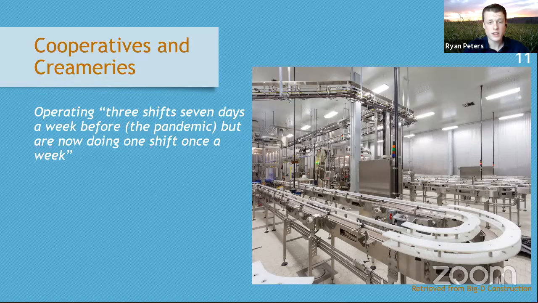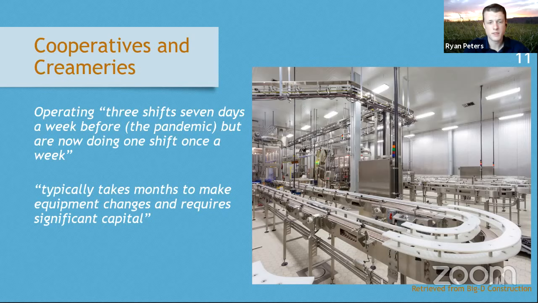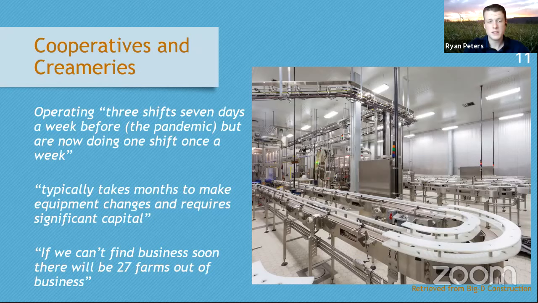They're trying to retrofit these facilities to produce retail products, but they didn't report much progress because it typically takes months to make these equipment changes and requires significant capital. This has been detrimental to cooperatives who normally supply these processors. One cooperative who's dumping 2/3 of their milk lamented that if we can't find businesses soon, 27 farms will be out of business, and that's all of their members.